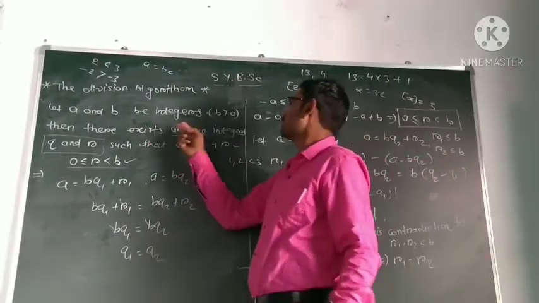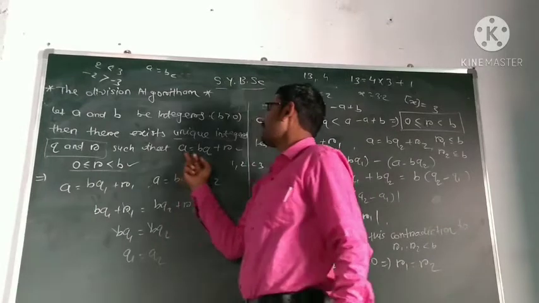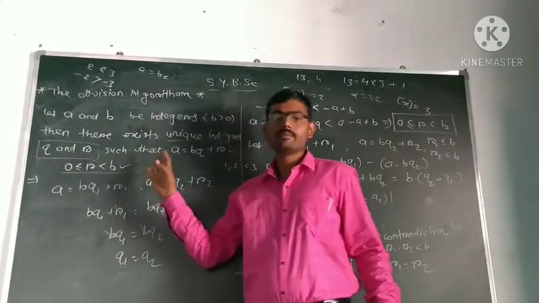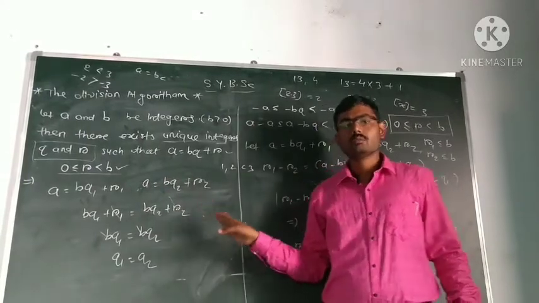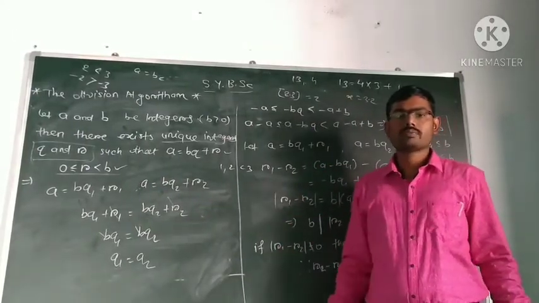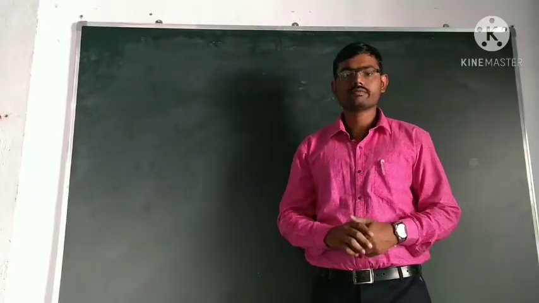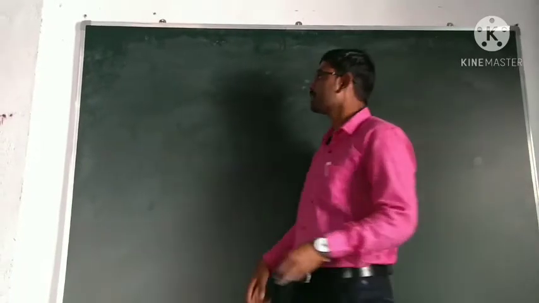So there are unique integers Q and R such that A is equal to BQ plus R, and remainder R is greater than or equal to 0 and less than B. This is the proof of the division algorithm. Very important theorem. So the next point is even and odd integers.